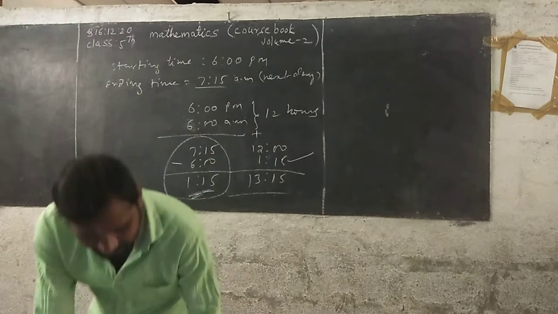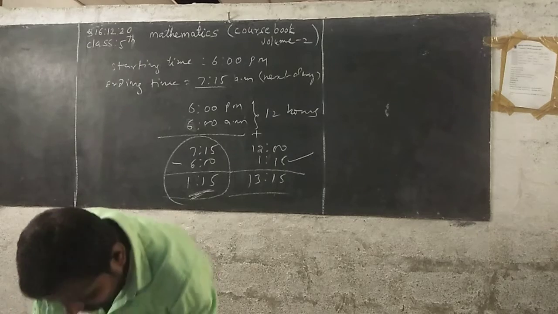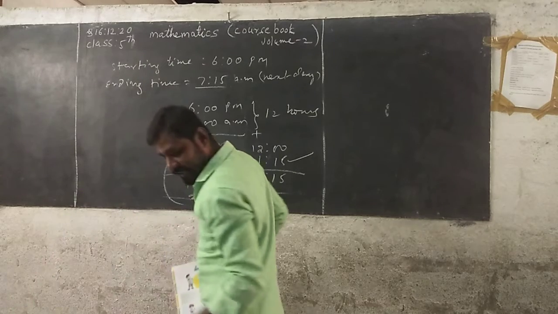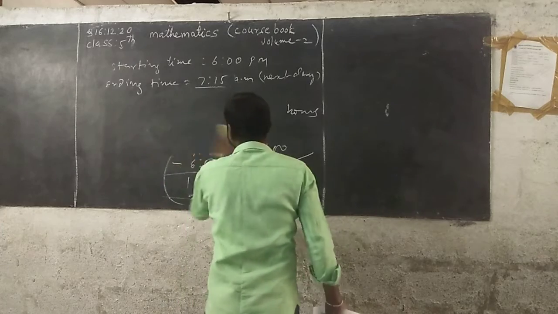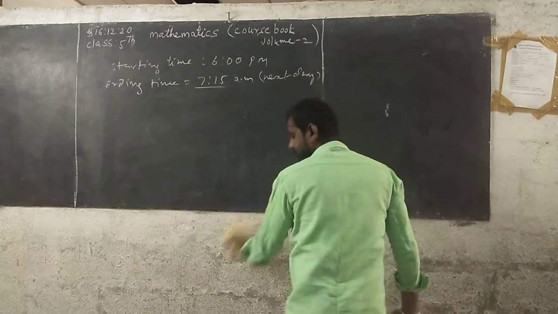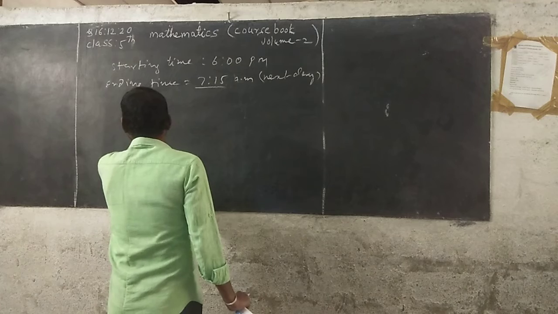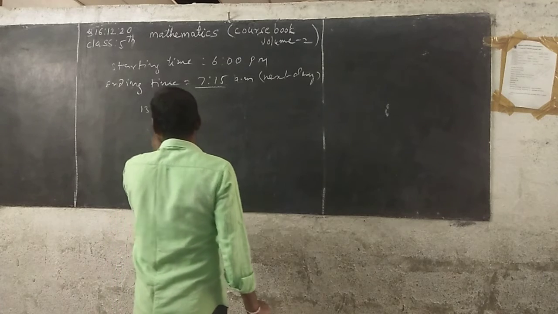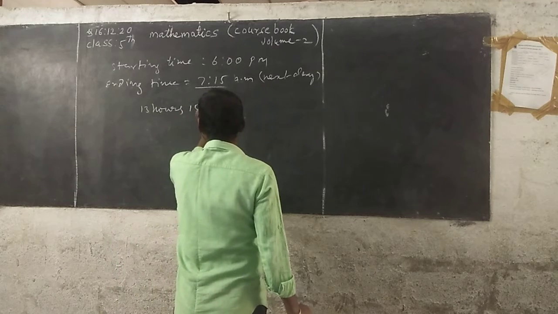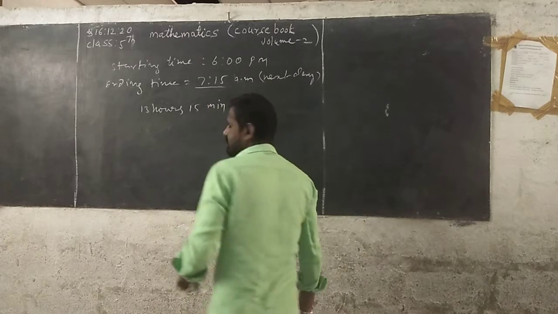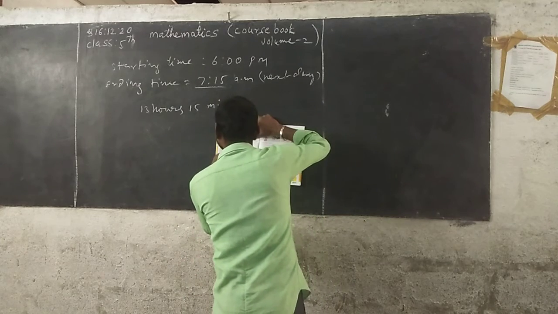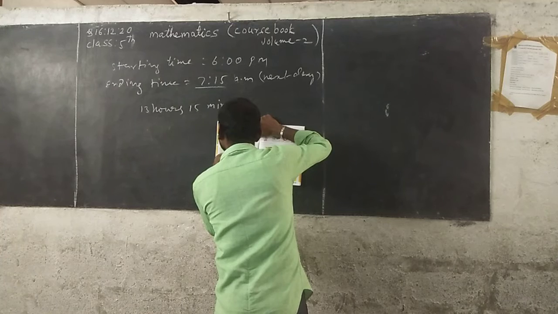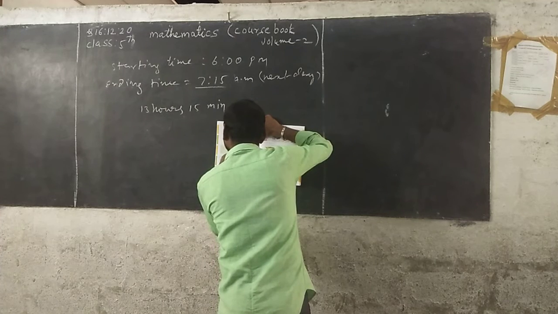Write down, everybody. What is the answer? 13 hours 15 minutes. You can write it like this, with MIN as a shortcut. Write down, everybody: 13 hours 15 minutes.